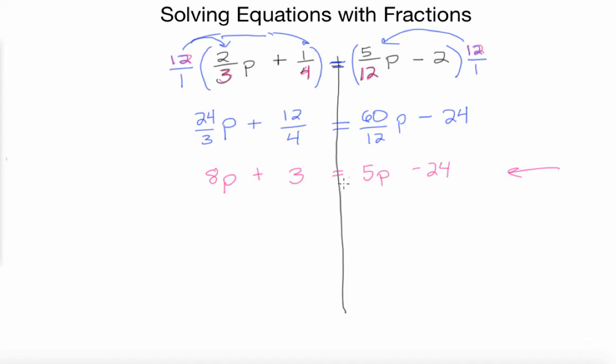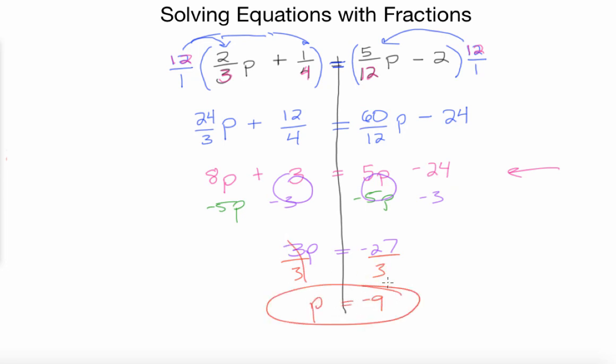Okay, now let's crunch this thing out. I'm going to go through this quickly here. Subtract 5p from both sides. I'm going to subtract 3 from both sides. We end up with 3p. That turns to 0. That turns to 0 equals negative 27. If I divide both sides by 3, p equals negative 9. And look how easy that was to solve once I did all my work with dividing by fractions.